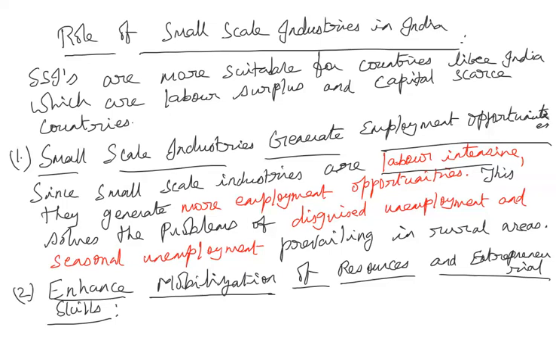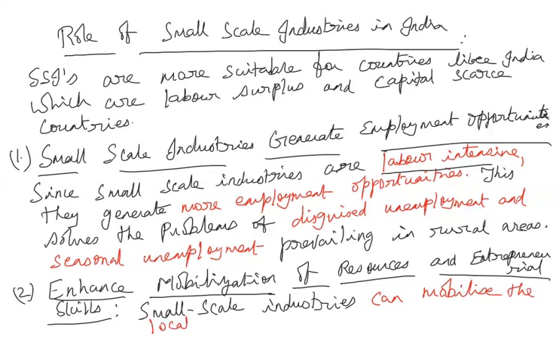So to put it in words, small scale industries can mobilize the local savings. The savings might not be much, but still there is a certain amount of savings available in that particular area. And that can be put into use. And entrepreneurial skills. There might be some local people having a little bit of talent, a little bit of entrepreneurial ability. So that can be put into use.